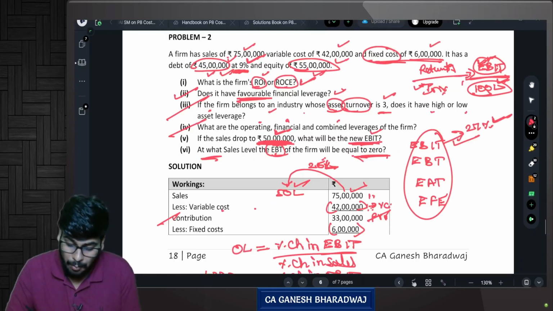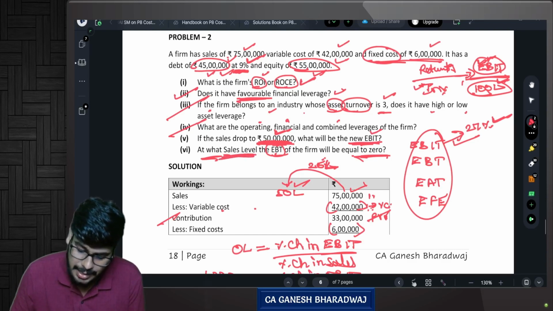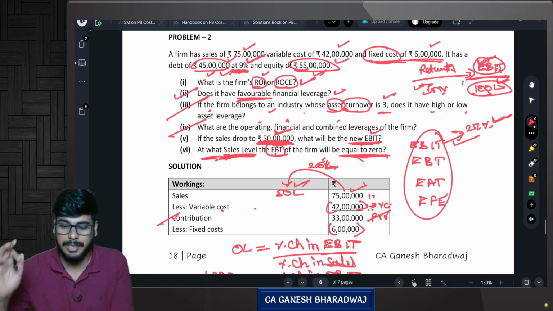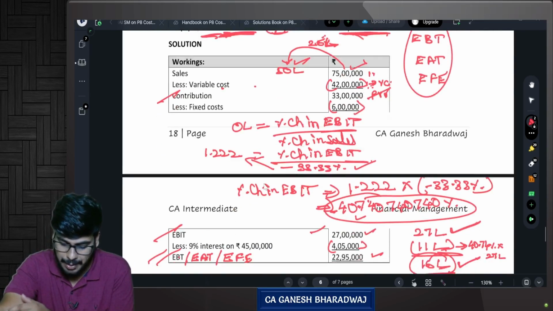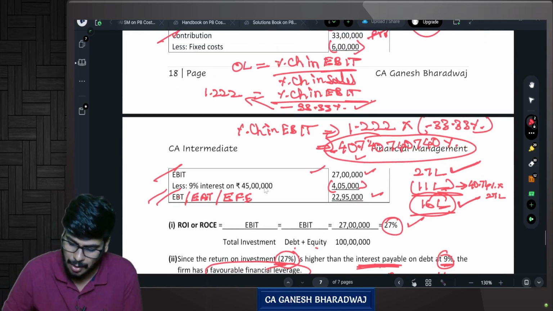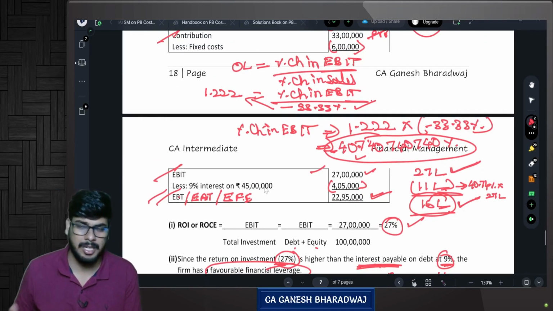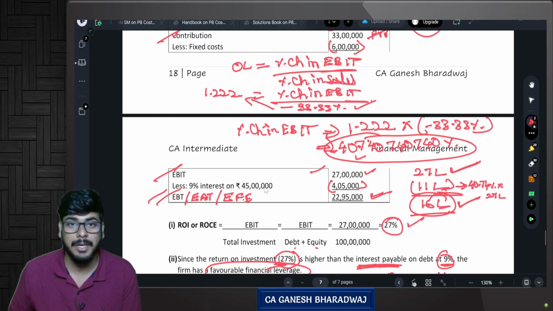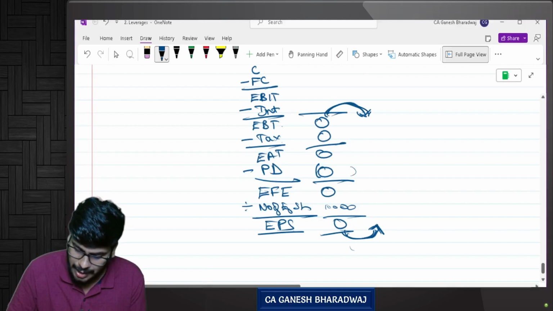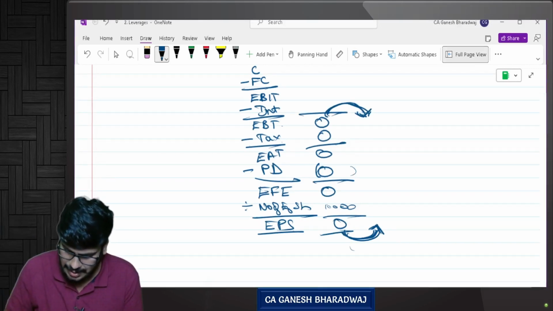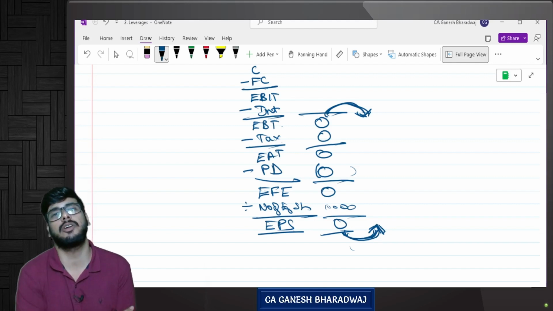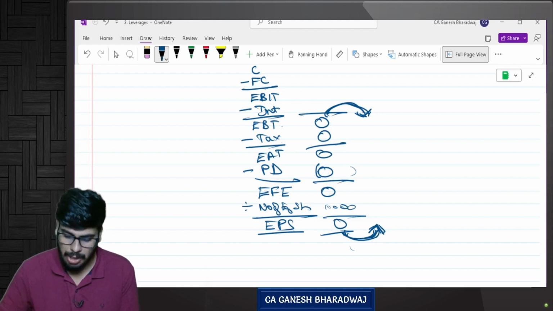Now what have they asked? At what sales level of the firm will the EBT be equal to 0? Currently, EBT is how much? 22,95,000, right? Accordingly, you would have computed the EPS. Now, the percentage change in EBT is the same as the percentage change in EPS, correct or not? In this case, yes, because there is no preference dividend.